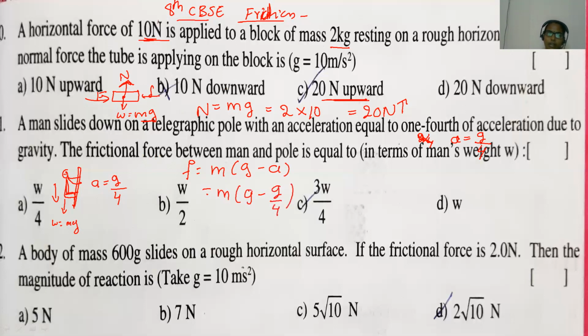Understood, children? Now take the LCM. Nothing is there means 1, 4 and 1, LCM is 4, and cross multiply here. 4g minus g will come, no? So we can write 3g into mass is there. So this is the frictional force actually, but we want to represent it in terms of weight. So you can write this as 3 by 4 into m into g. So you know m into g is nothing but weight. So 3 by 4 into w. Clear, children? This answer is 3w by 4.